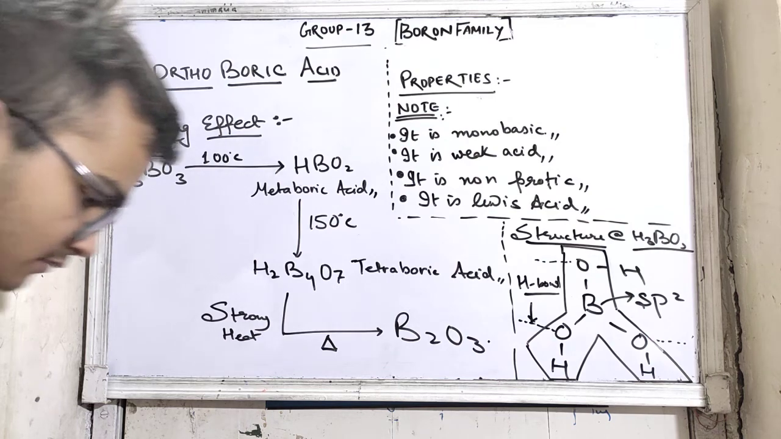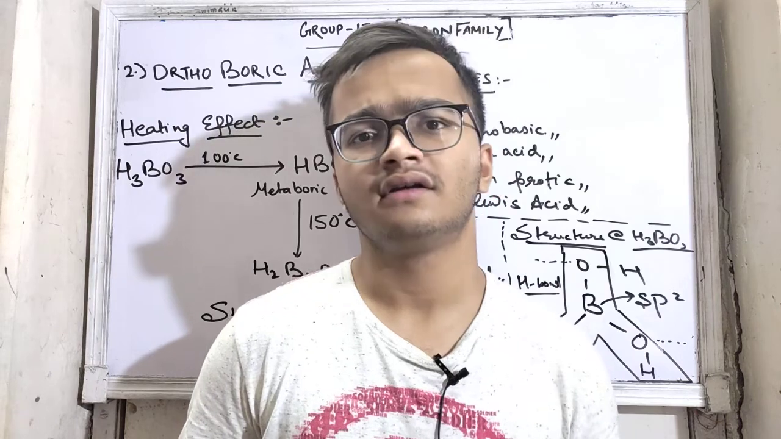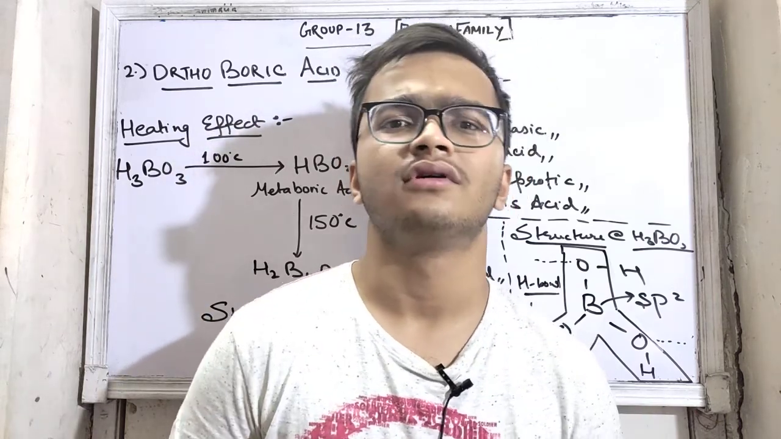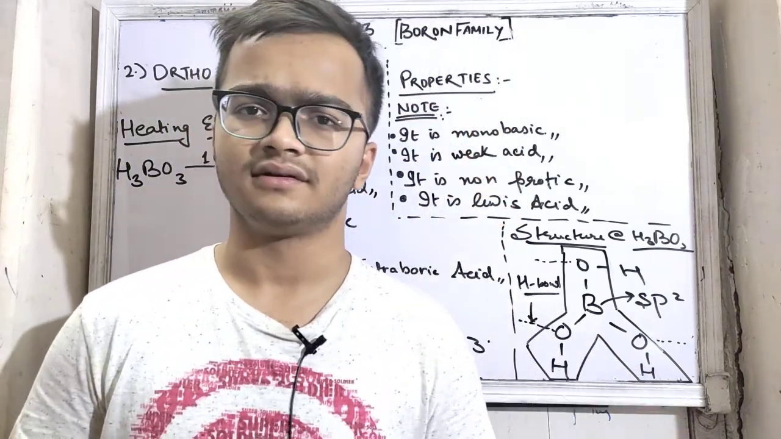So with this we come to the end of the orthoboric acid. Next we will come with the last portion, which is the diboric acid, and at the end we will also discuss some chemical properties or some important points about the boron family. So copy it down. In the next video we will discuss them. Thank you.